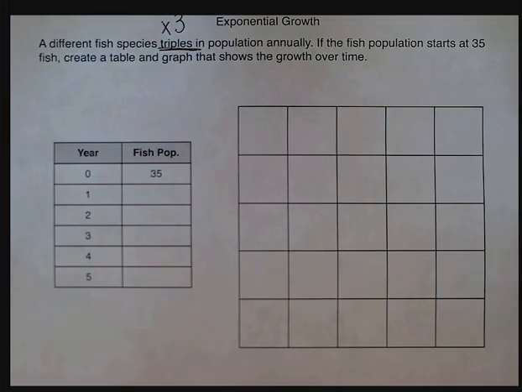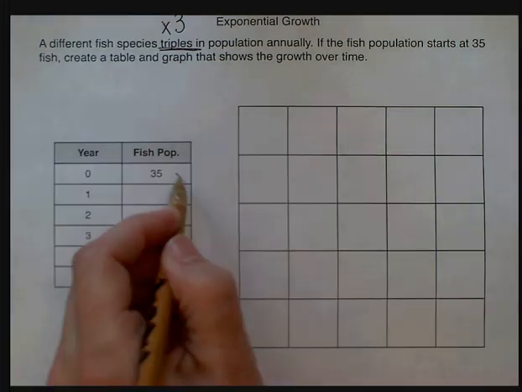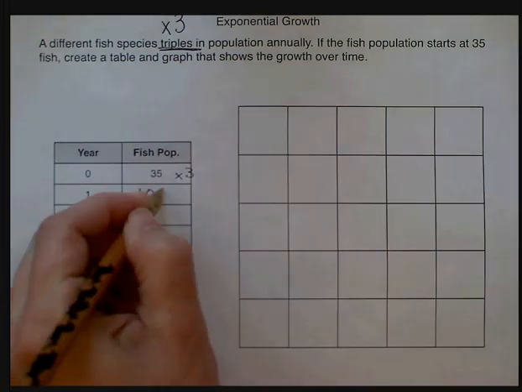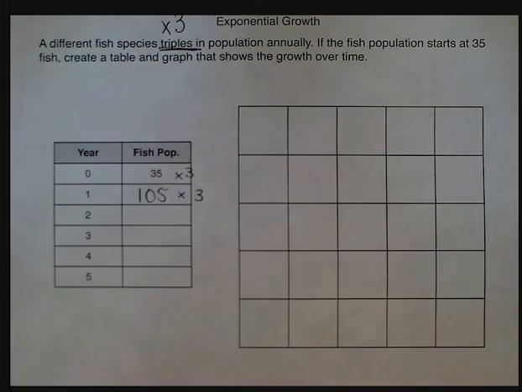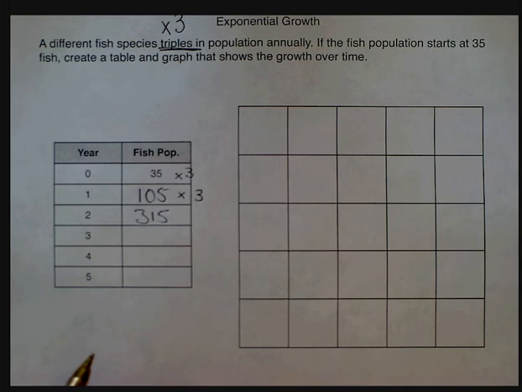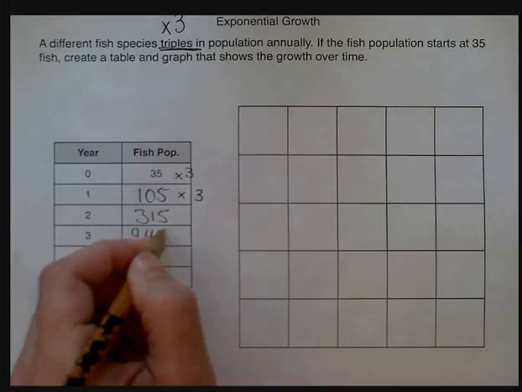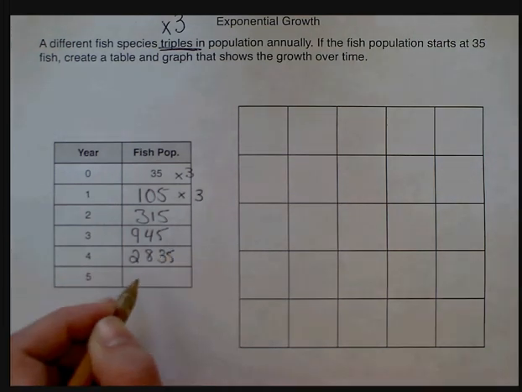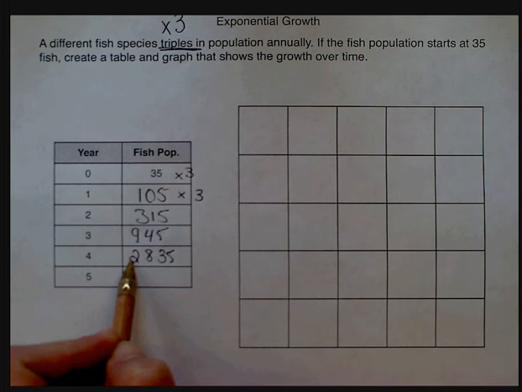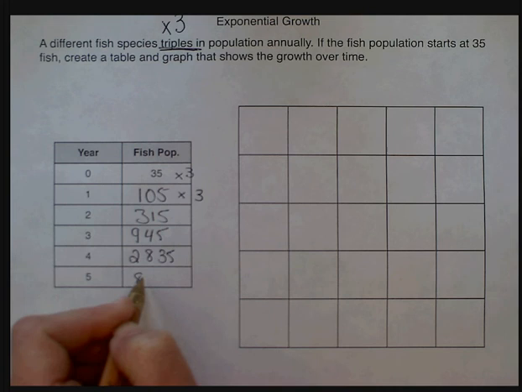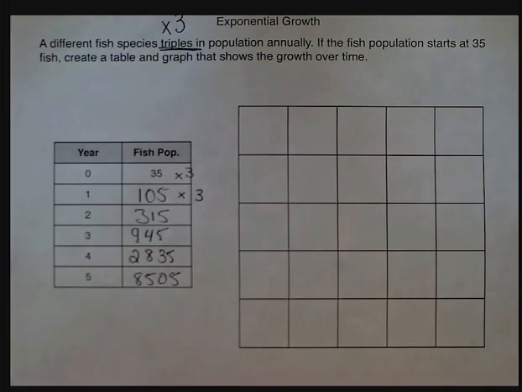To create the table, if I take 35 times 3, that'll give me the fish population after 1 year, which is 105. Then if I take 105 times 3 to triple that population for the second year, I get 315. And I continue that pattern. Times 3 will be 945. Times 3 will be 2,835, and times another 3 will be 8,505. So to get each value, we just multiply the previous one times 3.